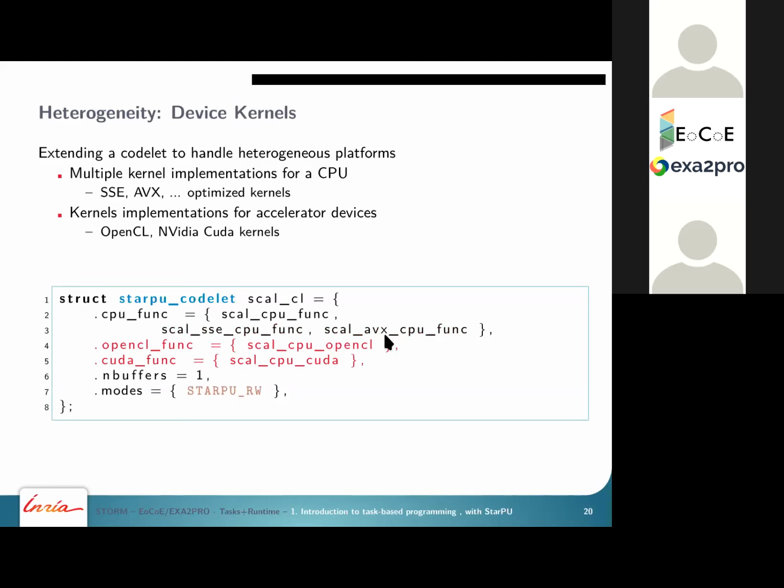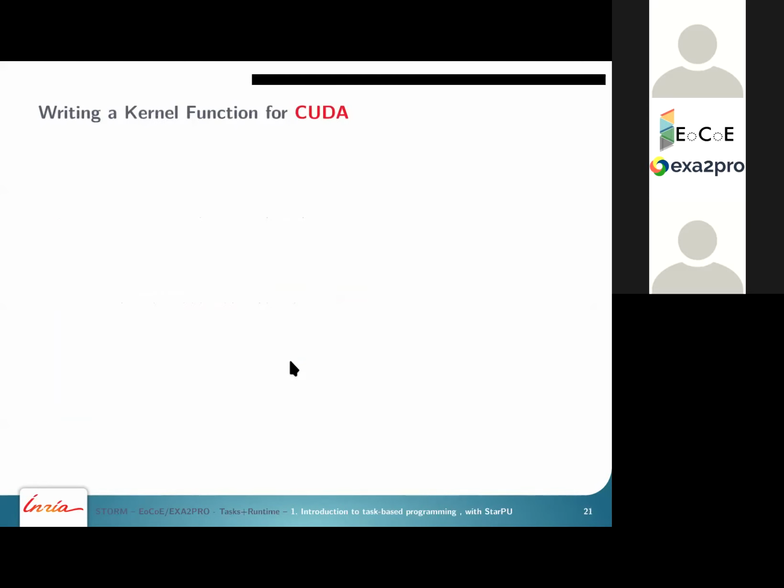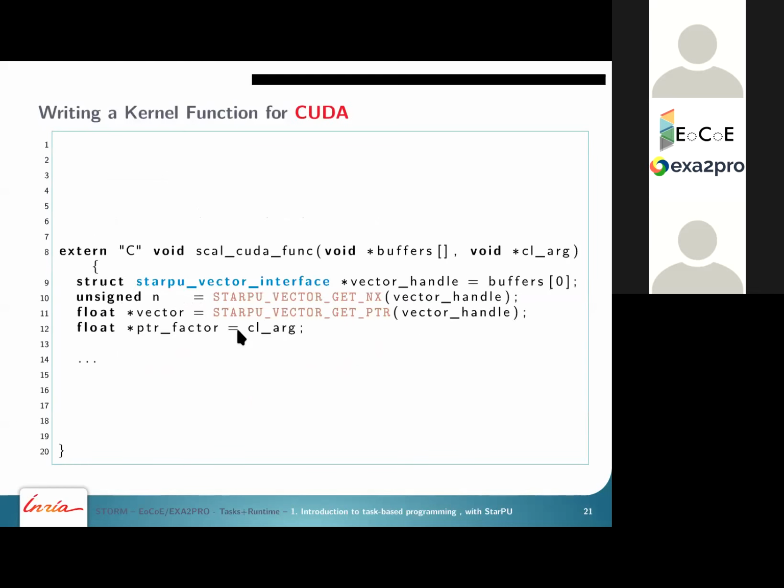Now, for GPUs, you can provide the implementations in some additional fields. So you have OpenCL and CUDA. You just provide function pointers for these. Then let's look at how they look. For CUDA, we still have the same type of function as before, as CPU functions, with the buffers and the CLRs. But this is really CUDA source code. So we have to tell that this is an external C function, so that it can be called from StarPU as it is used to.